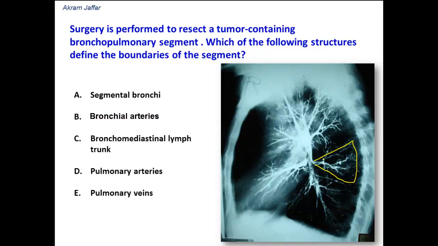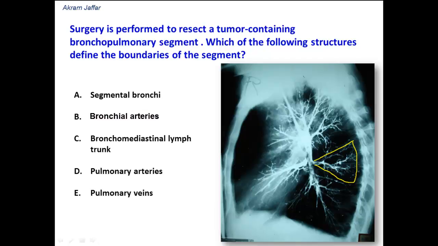So it has a segmental bronchus like this one, which we see in this x-ray. This is a special x-ray. Contrast medium is injected into the bronchial tree, and it's called a bronchogram. So we can see the subdivisions of the bronchial tree. And this is an apical basal segment of the right lung. And you can see that in this segment, there is a segmental bronchus.